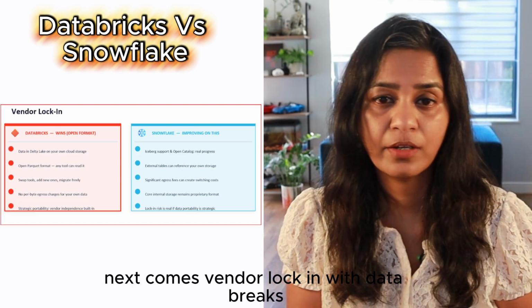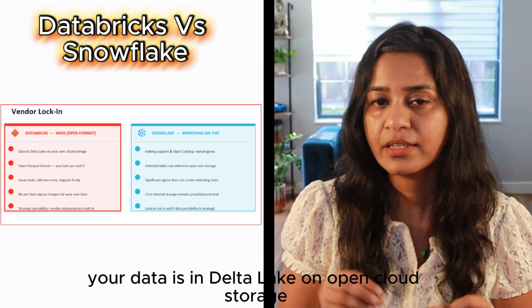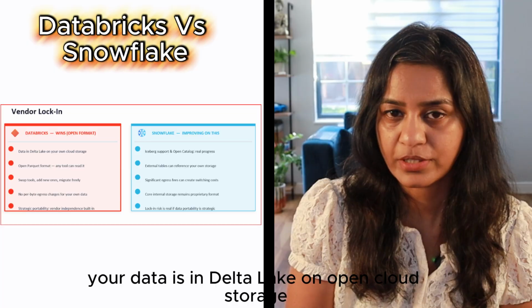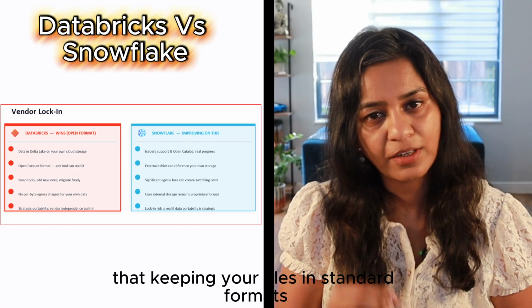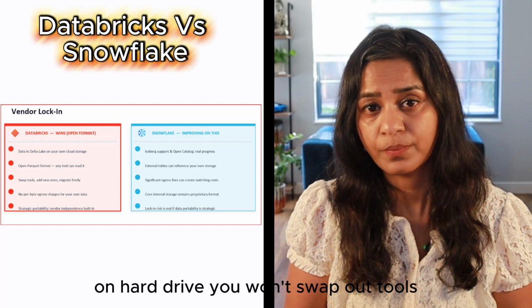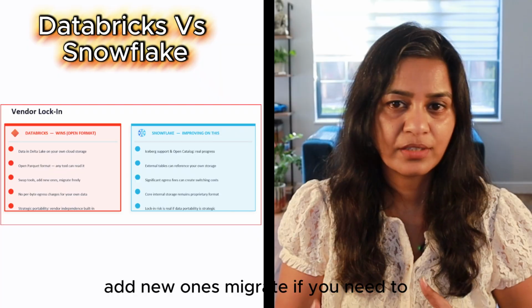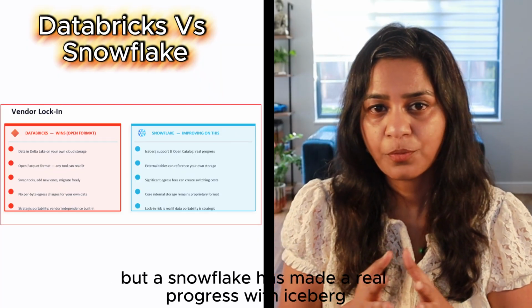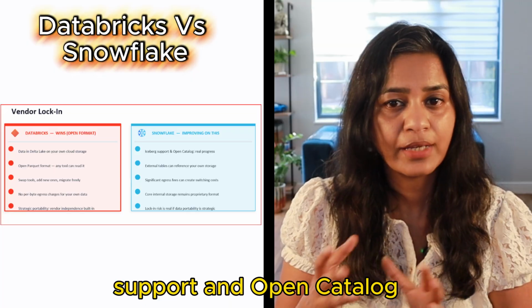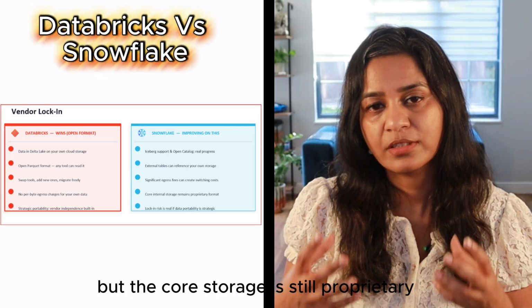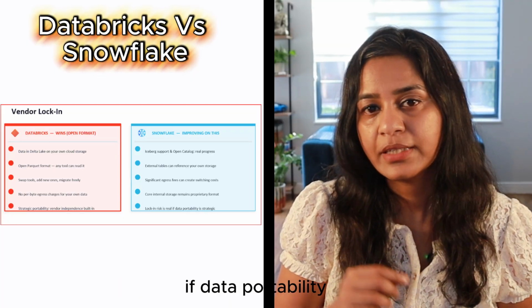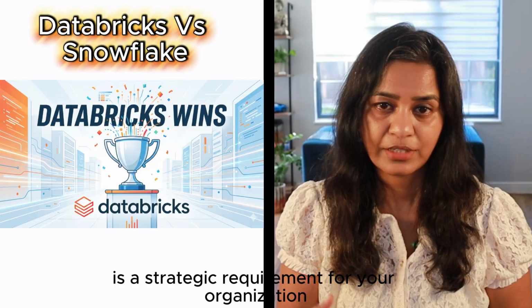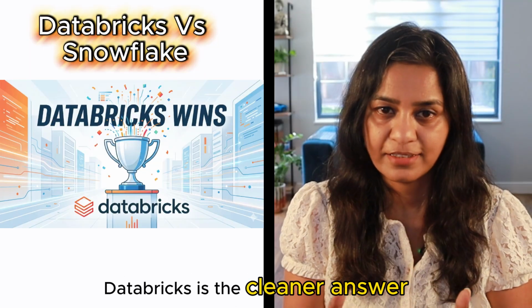Next comes vendor lock-in. With Databricks, your data is in Delta Lake on open cloud storage, like keeping your files in standard formats on a hard drive you own. Swap out tools, add new ones, migrate if you need to. Whereas Snowflake has made real progress with Iceberg support and Open Catalog, but the core storage is still proprietary. If data portability is a strategic requirement for your organization, Databricks is the cleaner answer.